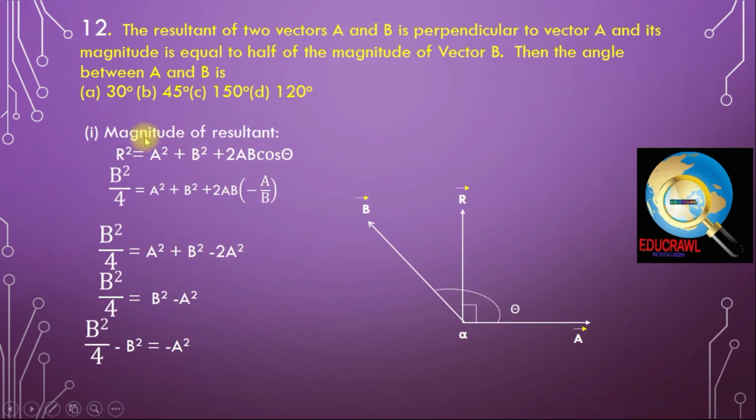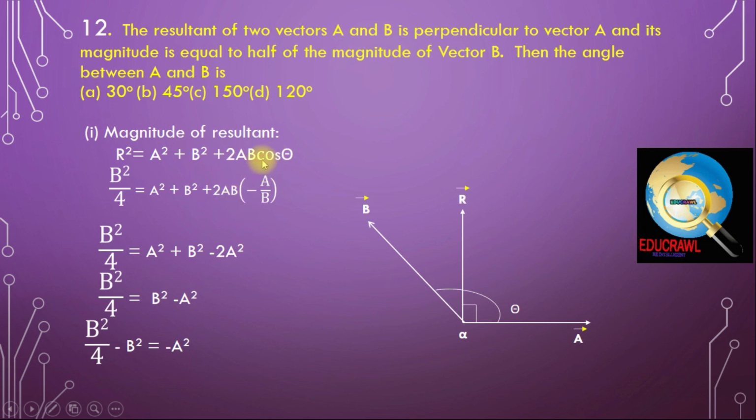Next, we are using the magnitude of the resultant formula from the triangle law of vectors. It is r squared is equal to a square plus b square plus 2ab cos theta. Here the r value, as we have already seen in the question, read the question again. The magnitude of the resultant vector is equal to half of the magnitude of the vector b. So the r value is given by b vector divided by 2. Here it is r squared, so b squared by 4 is equal to a square plus b squared plus 2ab cos theta.